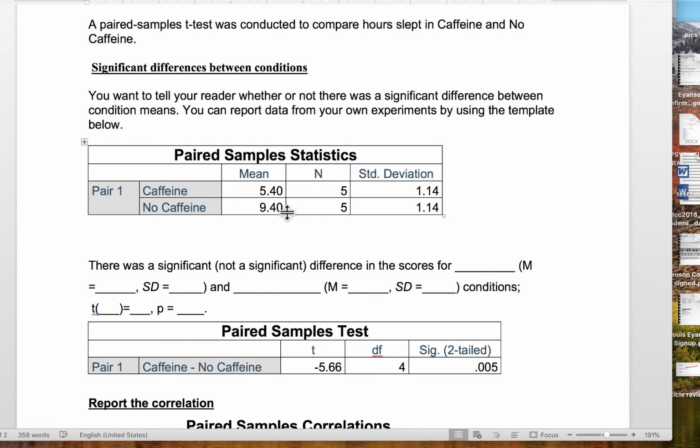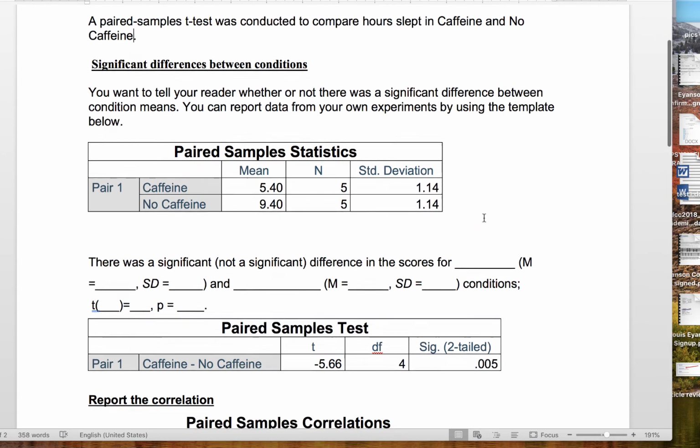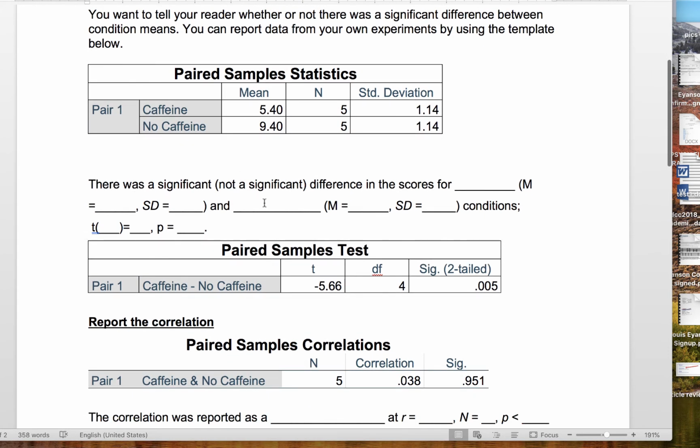N, number of participants, and the number of participants were 5. And here are your standard deviations. Just out of the blue, both these standard deviations are the same. Okay, so now here is your sentence you're going to be working on. So take out the line here, and we're going to put in caffeine. It's our first variable. Our first mean we're going to put in is right here for caffeine, which is 5.40. And the standard deviation is 1.14, which you can see means are here, standard deviations are here.